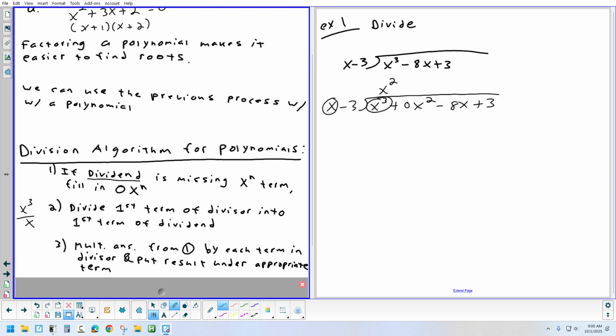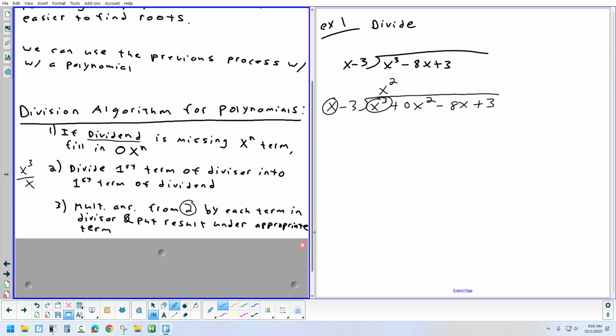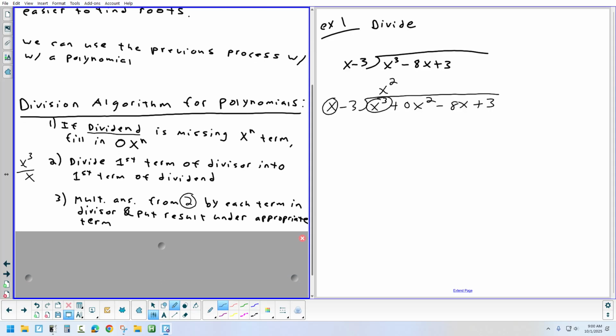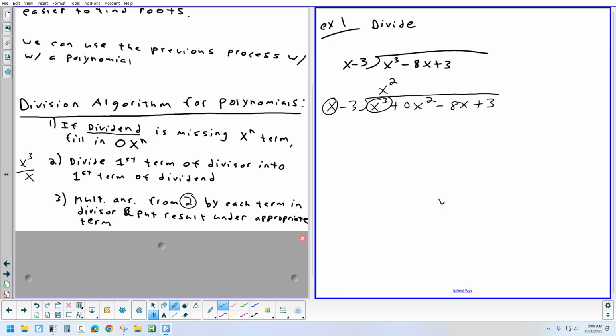Okay, so now we're going to multiply the answer that we just got in step 2 by each term on the outside, and now we have to put things in the correct column. Okay, so let's multiply this back out. What's x squared times x? Yeah? X to the third. Put that in the x to the third column.